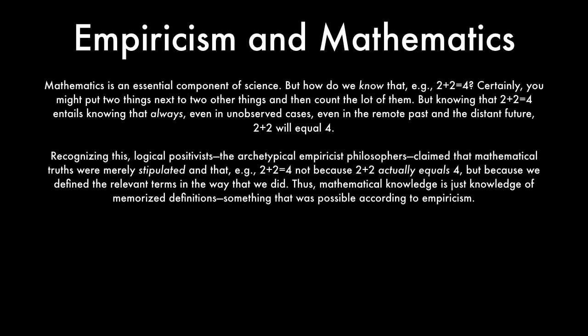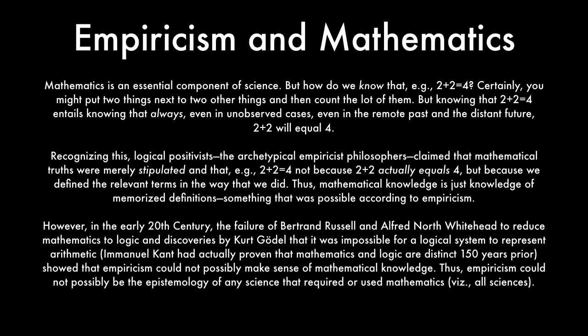Recognizing this, logical positivists, the archetypical empiricist philosophers, claimed that mathematical truths were merely stipulated, and that, for example, 2 plus 2 equals 4, not because 2 plus 2 actually equals 4, but because we defined the relevant terms the way that we did. Thus, said the logical positivists, mathematical knowledge is just knowledge of memorized definitions, and this is something that's possible according to empiricism.